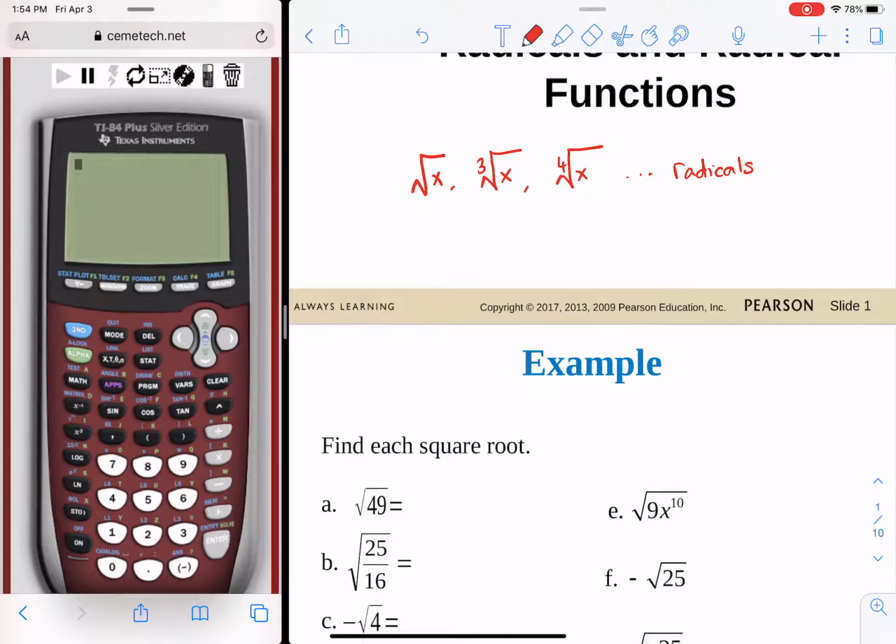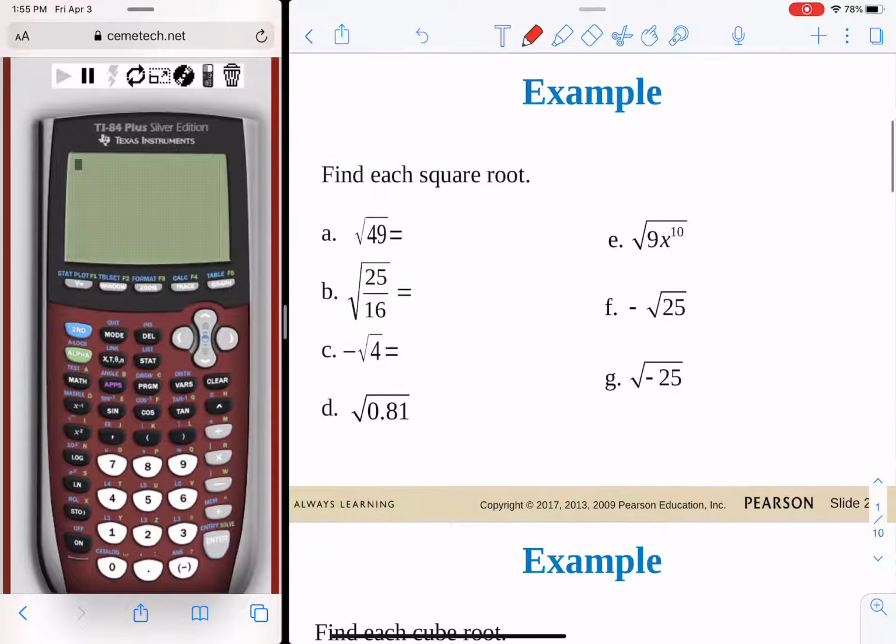And these are merely x raised to 1 over 2, x raised to 1 over 3, and x raised to 1 over 4, and so forth. I will mention this again later on. By default, if nothing is specified over here, it always implies a 2. So here we want to find the square root of each of those numbers.